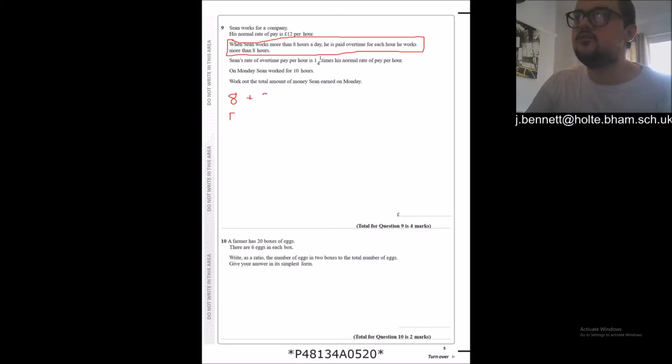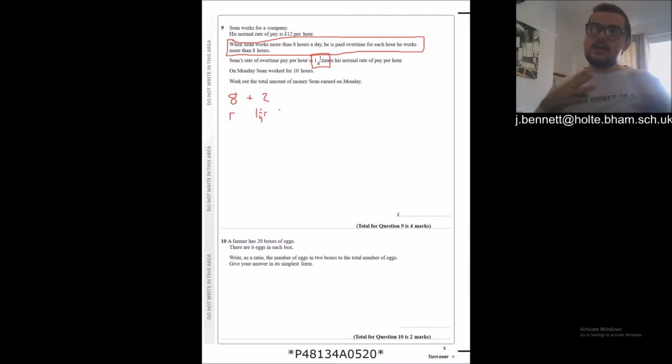plus 2, he gets paid 1.25 times his regular amount. So we're going to call this 1.25 lots of R, because it is 1.25 times his regular pay, and he only works 2 hours more than he's supposed to work in a day.